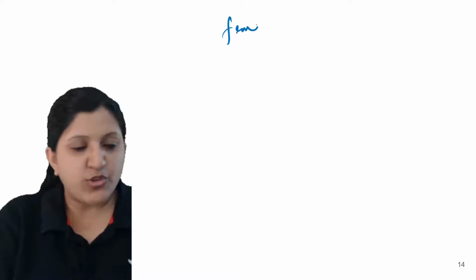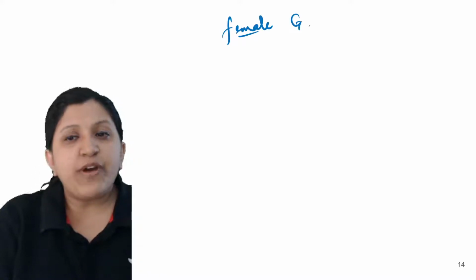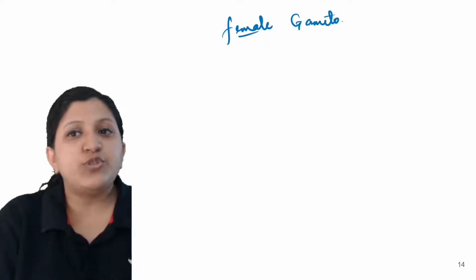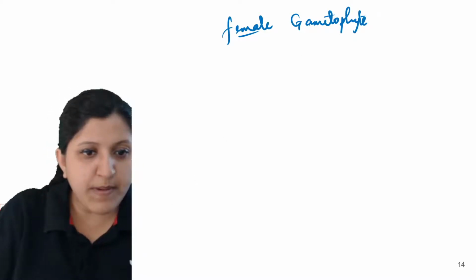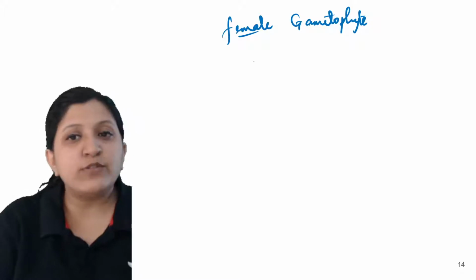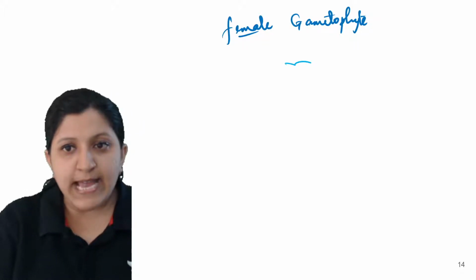I erased this whole thing. Anyway, now we will see the female gametophyte. The female gametophyte is basically, we need to draw the structure called the stigma, style and ovary, and inside that only I can show you where exactly this is present.